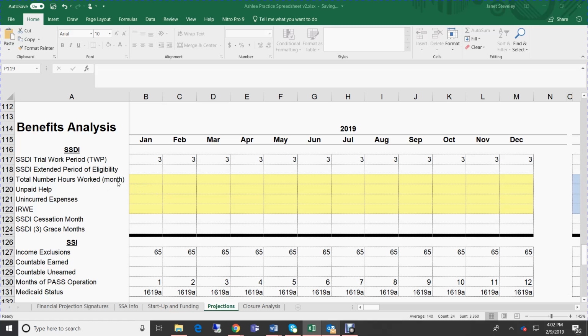And this is really important because this needs to be completed for all prospective business owners, regardless of whether they receive SSDI benefits or not. The number of hours worked per month does factor into the SSDI benefits analysis, but more importantly, it factors into the VR stability and closure analysis. And this is why it must be completed for all business owners.